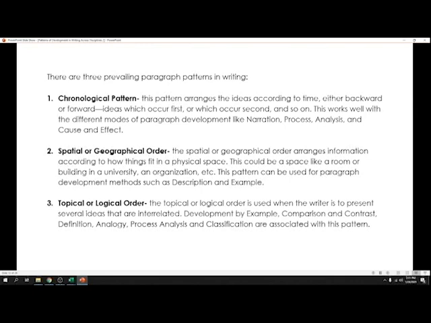Right. The third one, we have topical or logical order. So, the topical or logical order is used when the writer is to present several ideas that are interrelated. So, development by example, comparison and contrast, definition, analogy, process analysis, and classification are associated with this pattern. Bakit? Kasi you are going to present ideas na interrelated or may relasyon.